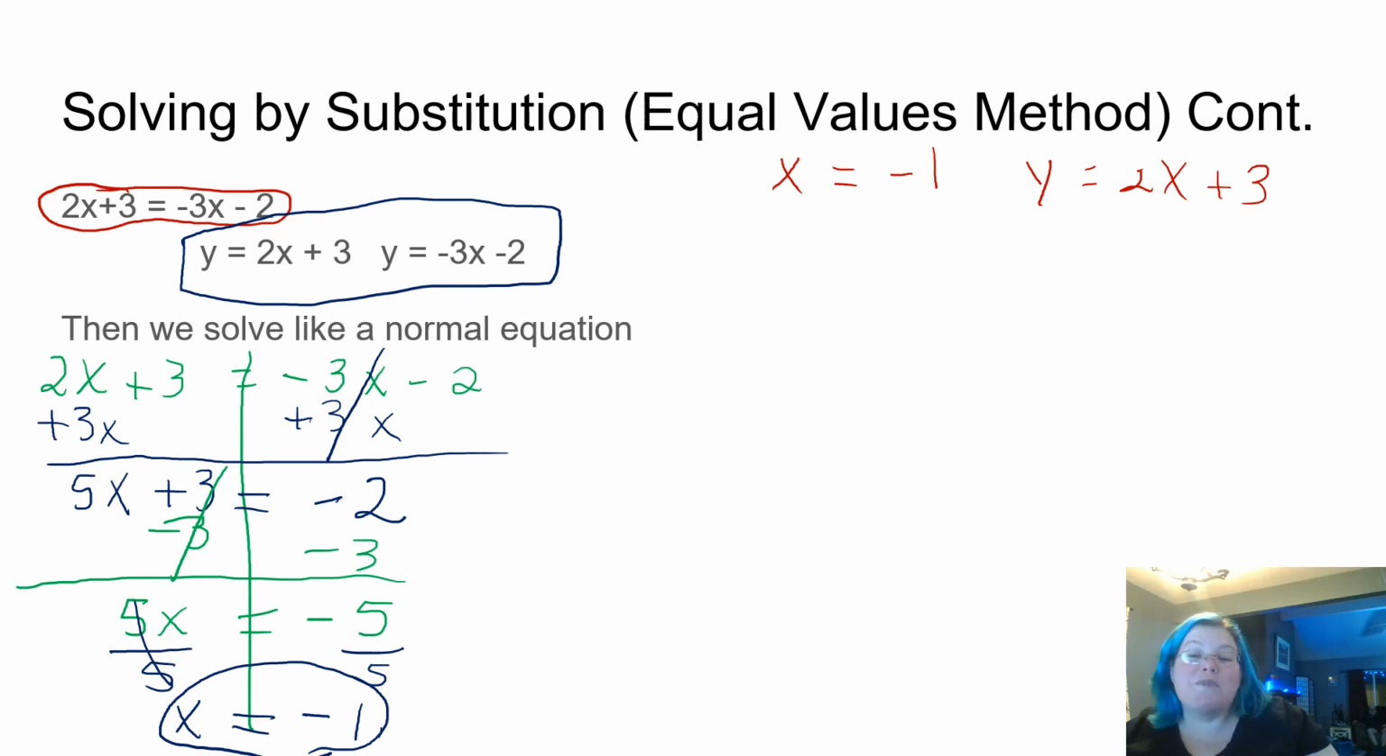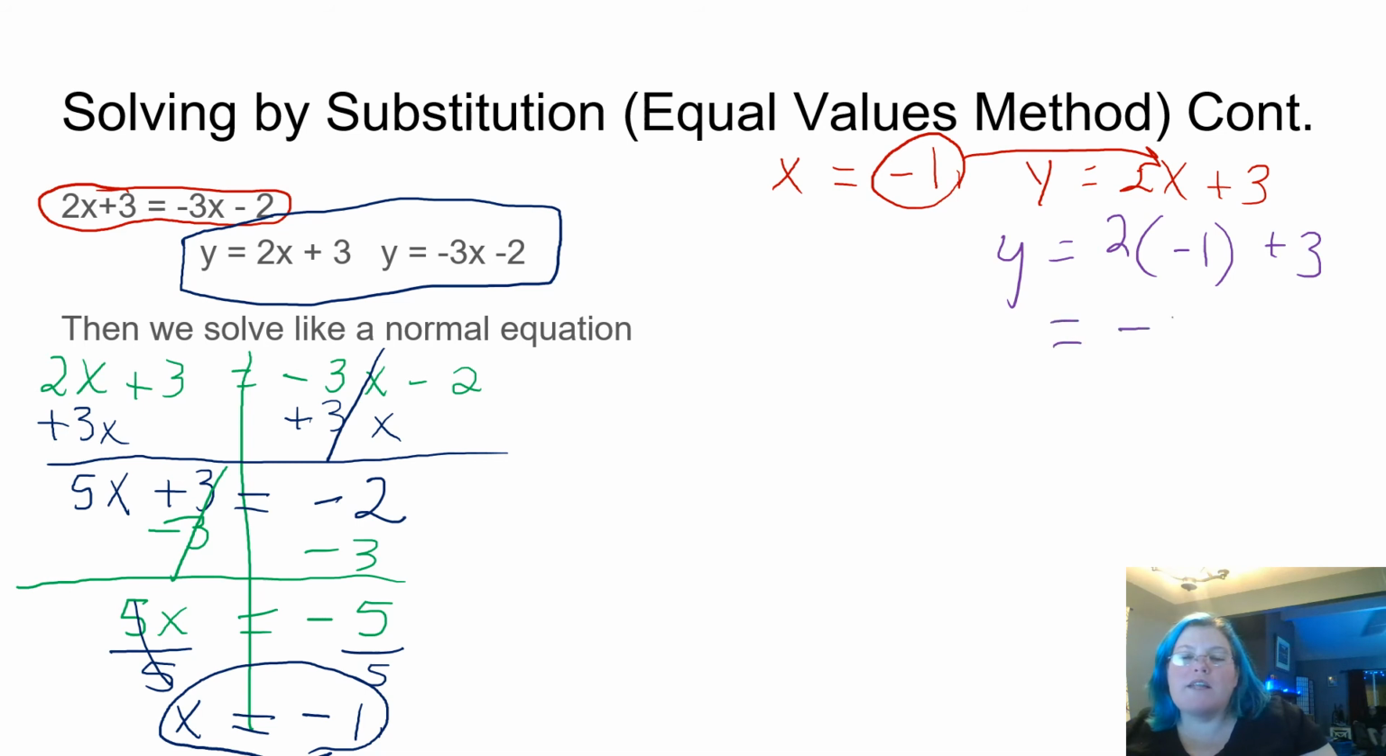We're going to replace the x with negative 1. And let's see what happens. So we get y equals 2 times negative 1 plus 3. 2 times negative 1 is negative 2, plus 3, and we get negative 2 plus 3 is positive 1. So we get y equals 1.